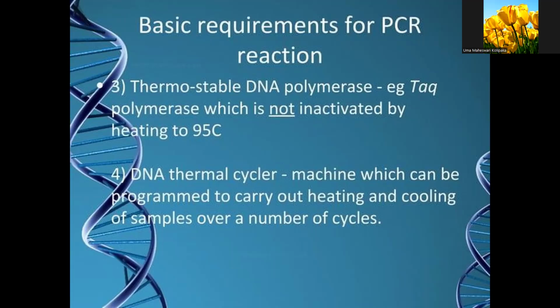Next, the DNA thermal cycler machine, which can be programmed to carry out heating and cooling of samples over a number of cycles. So the thermal cycling machine is also important. We are fluctuating the temperature, changing the temperature within a very short span of time. According to these fluctuations in temperature, our processes, that is denaturation, annealing, and extension, will take place. In such a way, we are designing the thermal cycler machine. So this is very, very important. Without a thermal cycler, we can't make a number of copies of DNA.